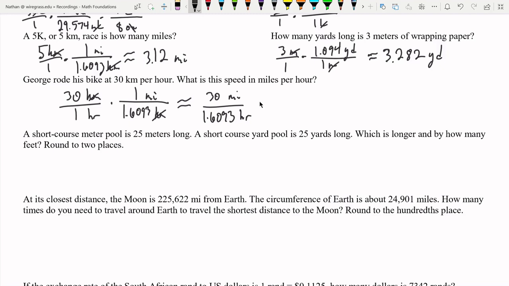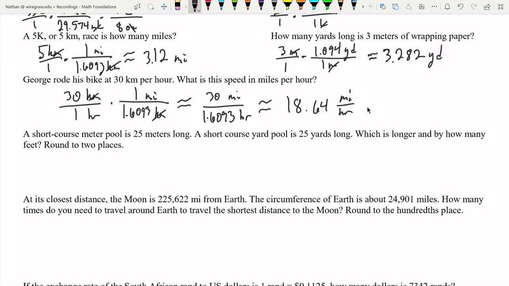Now I'm just going to actually get the number. So 30 divided by 1.6093. That gives me 18 point something. So I'm going to round this to 2 places: 18.64 miles per hour. Miles per hour is a bigger unit of measurement because there's less of them for the same amount of kilometers per hour.